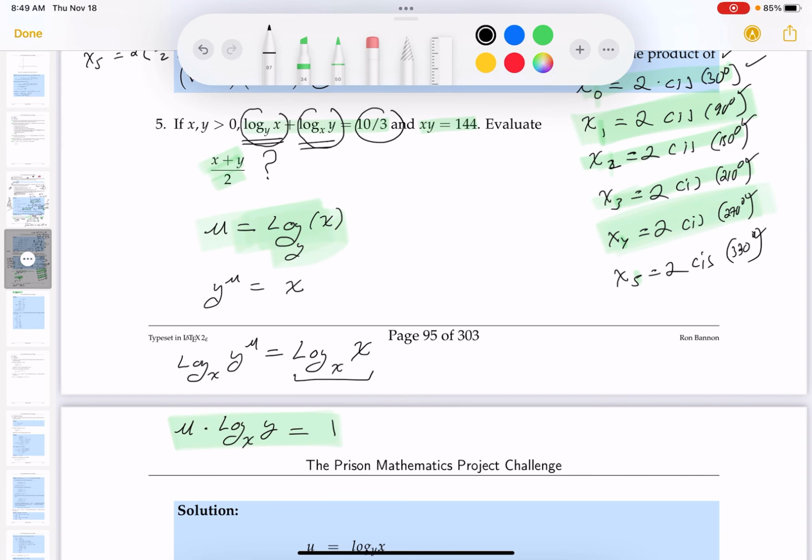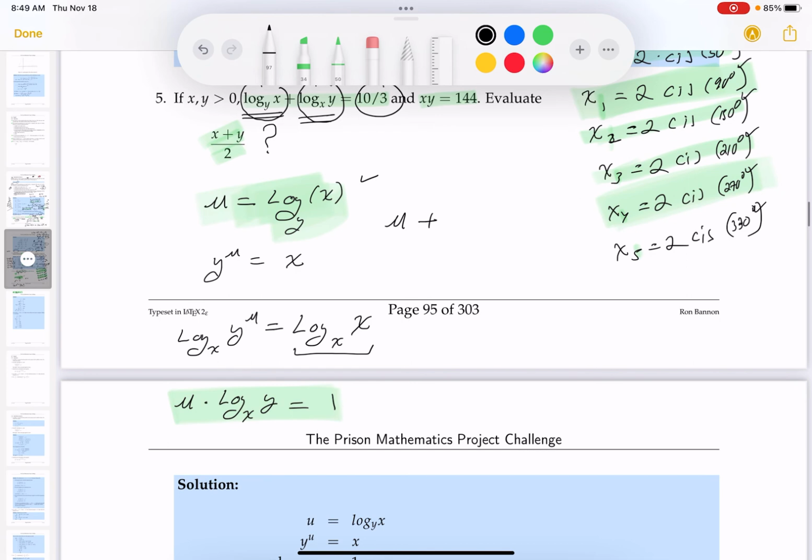Do I know what log base y of x is? It's right here. What is it? u. Do I know log base x of y? I see it right here. What's that going to be? 1 over u. What do you get now? 10/3.